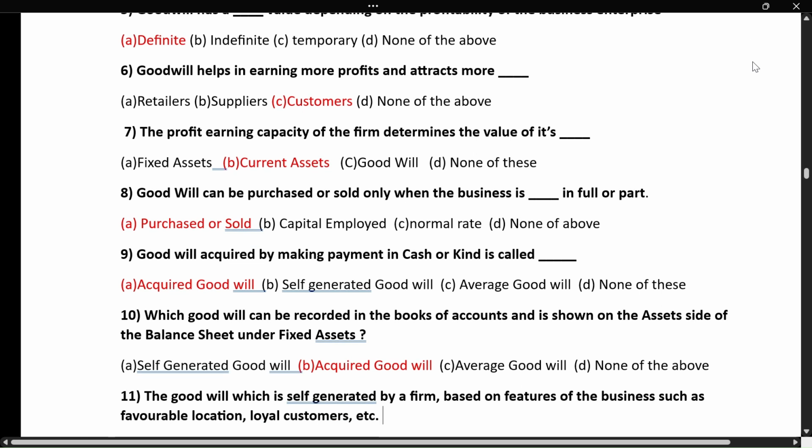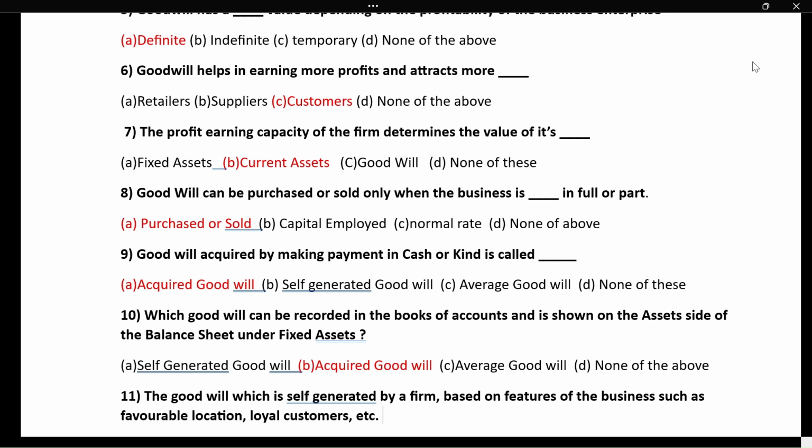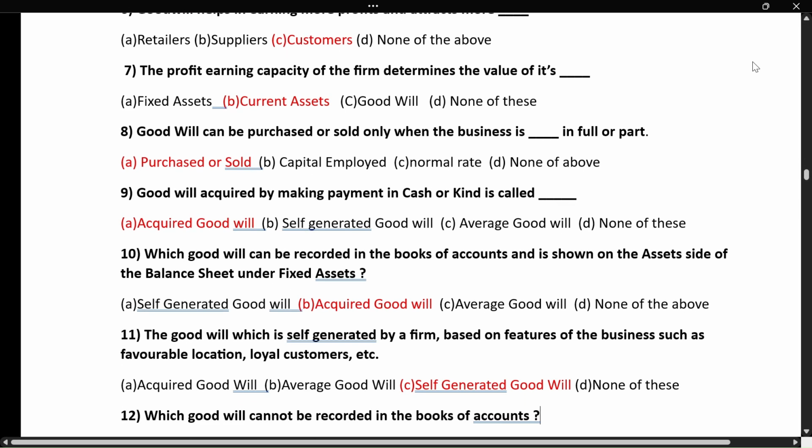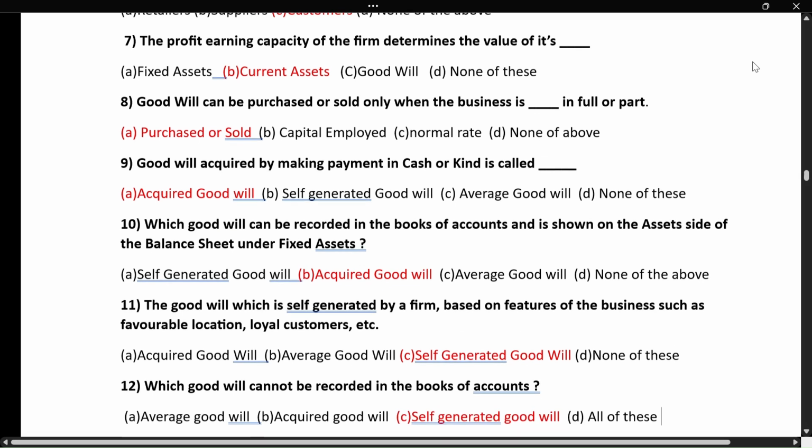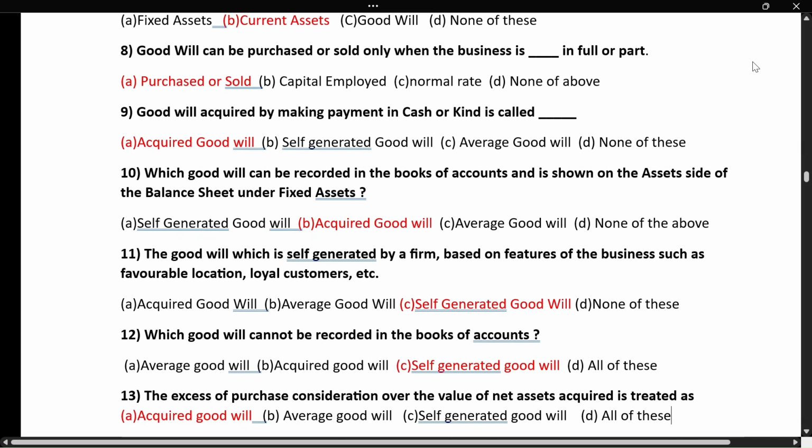The profit earning capacity of the firm determines the value of its goodwill. Goodwill can be purchased or sold only when the business is purchased or sold in full or part. Goodwill acquired by making payment in cash or kind is called acquired goodwill.